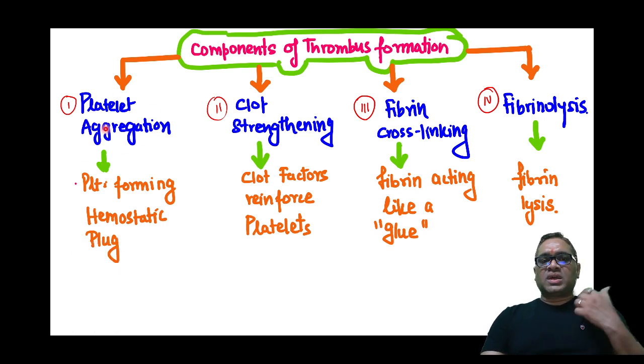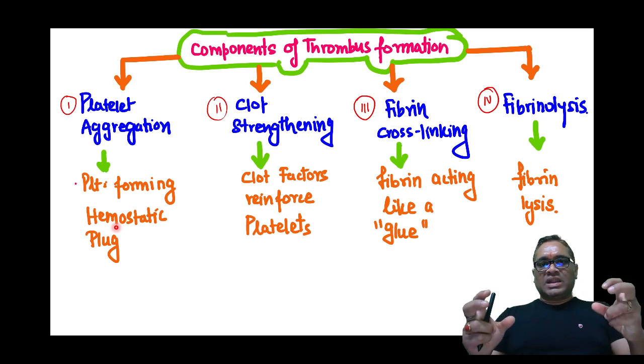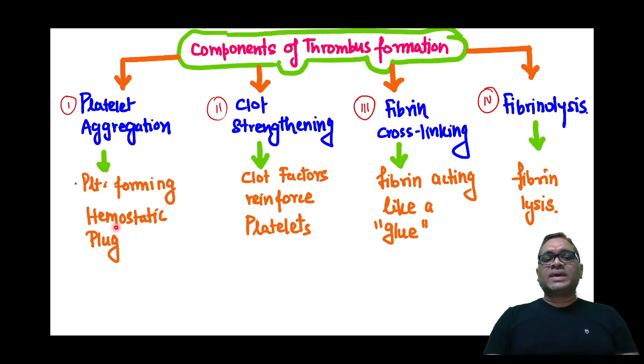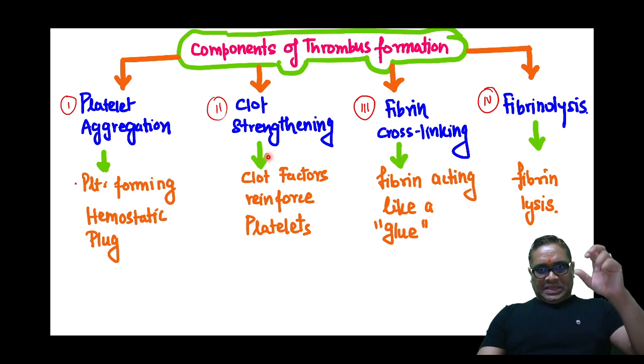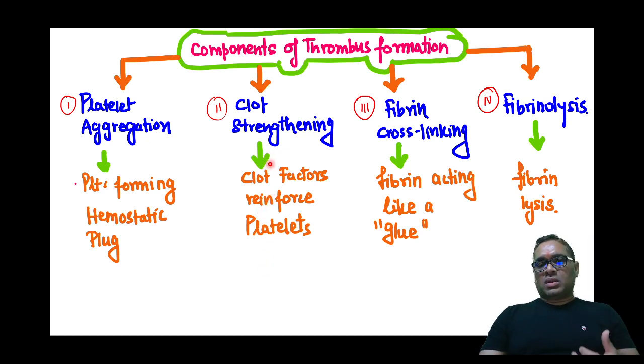Platelet aggregation, what are they going to do? See, platelet will form the hemostatic plug. You remember, whenever there is a minor cut, first what will happen? Platelet will come and they will attach with another platelet. So this platelet aggregation is called the primary hemostatic plug formation. So this is number one, platelet aggregation. Then there will be the next step, that is the clot strengthening. See, platelet alone cannot give strength to the clot. So they require clot factors involvement. So now clot factors will come and they will reinforce the platelet.